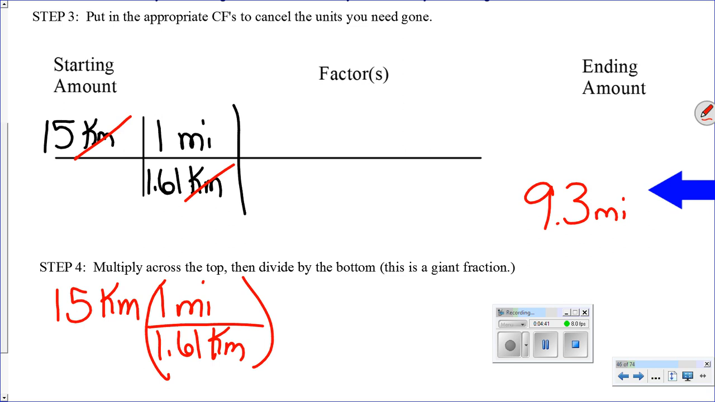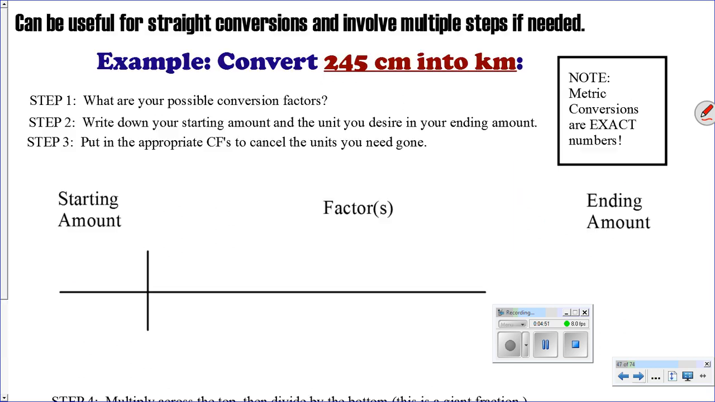Now, for a problem like this, you're like, hey, I could have figured that out 10 minutes ago another way. I get it. But there are going to be certain problems where this is going to be very beneficial to us. We can also use this for regular straight-up conversions.